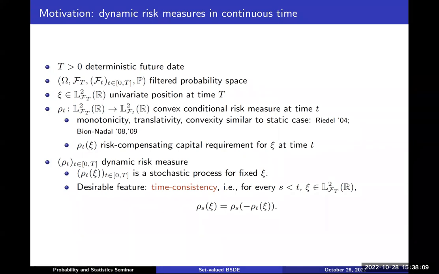You calculate the risk at an intermediate time t and recalculate the risk at some prior time s. This is the same as measuring risk in one shot right at time s. So this is some desirable feature of dynamic risk measures when you consider a bunch of conditional risk measures indexed by time.